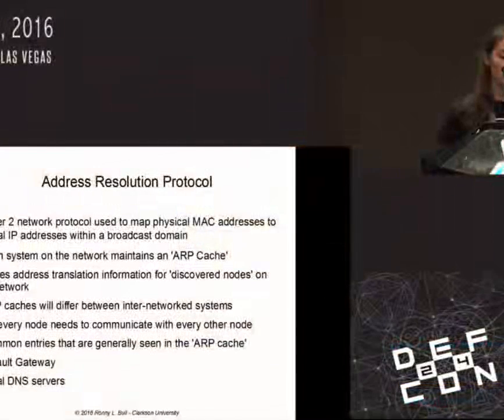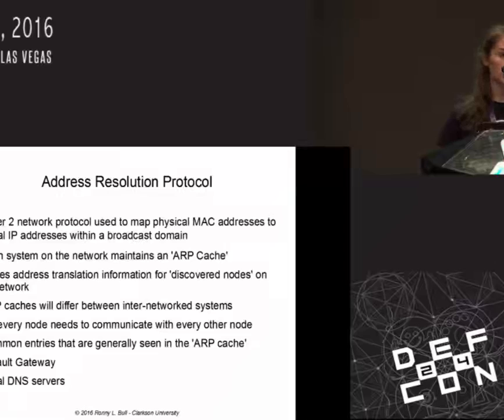ARP is the Address Resolution Protocol. It's a layer 2 network protocol that maps the physical MAC address to the logical IP address. Each system on a network has an ARP cache, and it stores the information from discovered nodes on that network into the ARP cache. The common entries in the ARP cache are the default gateway and the local DNS.